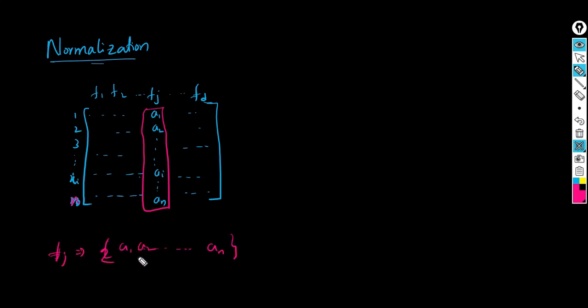For the fj feature we have the values a1, a2, ..., an, and in the first step we are going to find the minimum value: a min is equal to the minimum of the values a1, a2, ..., an. Similarly we are going to find the maximum value, a max, the max of a1, a2, ..., an. This way we find the minimum value in this column and the maximum value in this column.